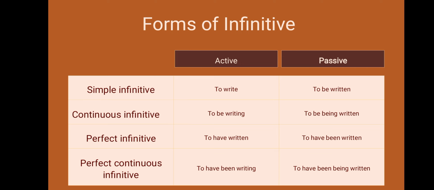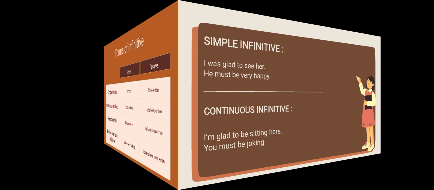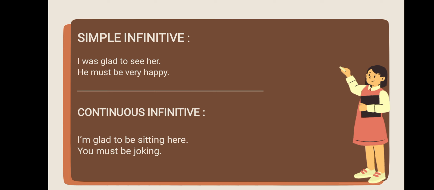Let's check out the list. Here we have simple infinitive, continuous infinitive, perfect infinitive, and perfect continuous infinitive. Let's take a close look at each form and their examples. Okay, here we have simple infinitive. The simple infinitive refers to the same time as that of the preceding verb.